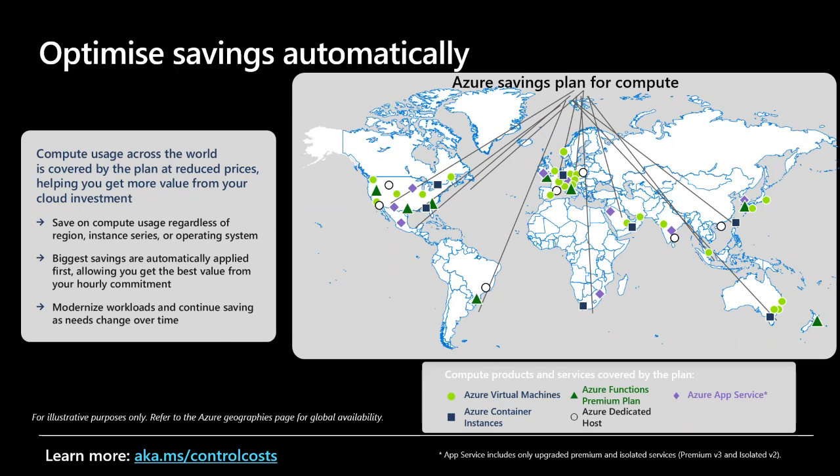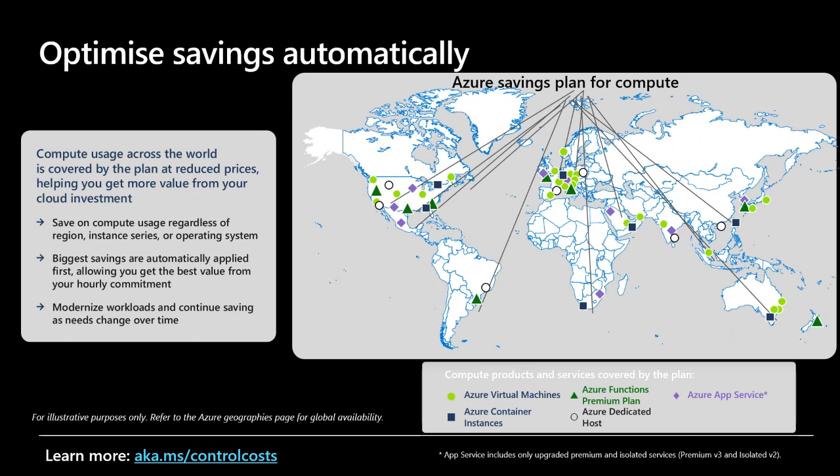So a savings plan will give you a discount on an Azure virtual machine, an Azure dedicated host, Azure container instances, Azure function premium plans, or some Azure app services. Now, there are some SKUs that are excluded from the savings plan, but overall, it gives you that flexibility across your compute workloads.